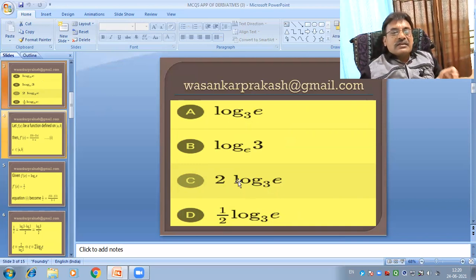So c is the correct option. In this way, we solved one multiple choice question on the mean value theorem. In the mean value theorem, we find the value of c.